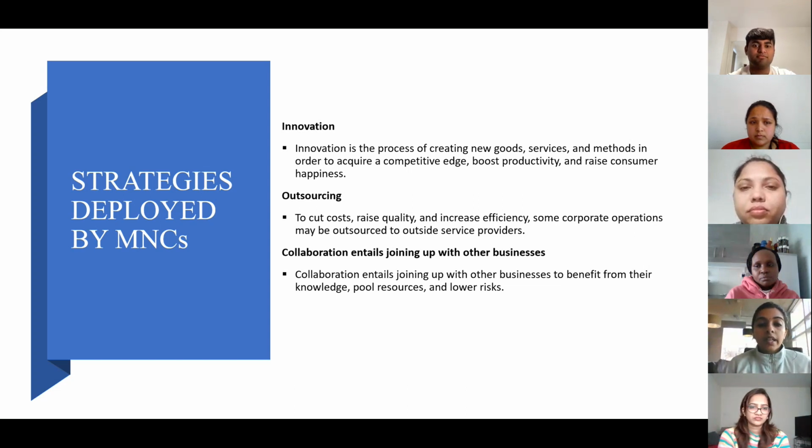And now to collaboration. Collaboration entails joining up with other businesses to benefit from their knowledge, resources, and lower rates. So these are the major strategies followed by the MNCs in the logistics sector. Thank you. And now to Sanjay.